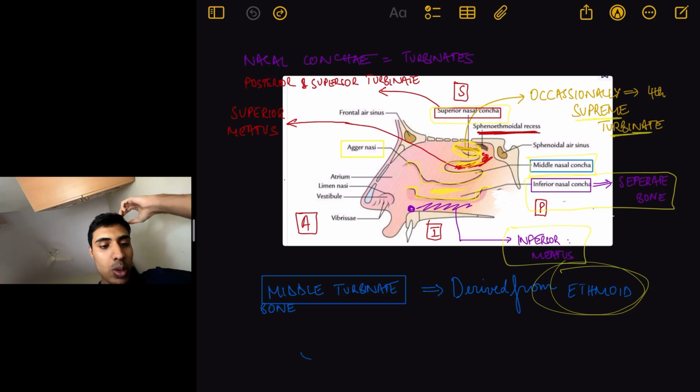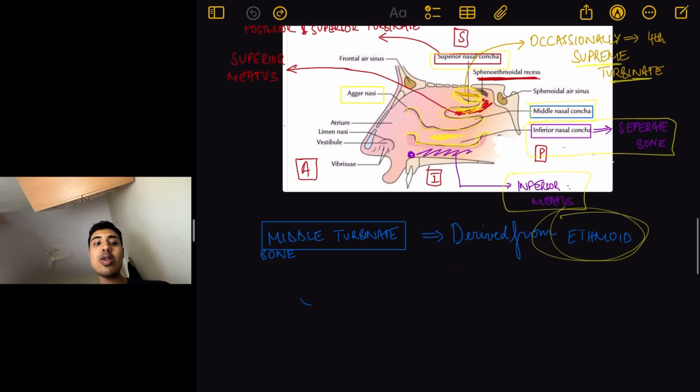I will be continuing with the anatomy of the internal nose. We were at the middle turbinate. As I said, there are three bony projections from the lateral wall of the nose known as turbinates. Out of these, you have the inferior turbinate, middle turbinate, and the superior turbinate, rarely a fourth supreme turbinate. And beneath these turbinates, you have spaces known as meatuses. First, let's look at the middle turbinate.